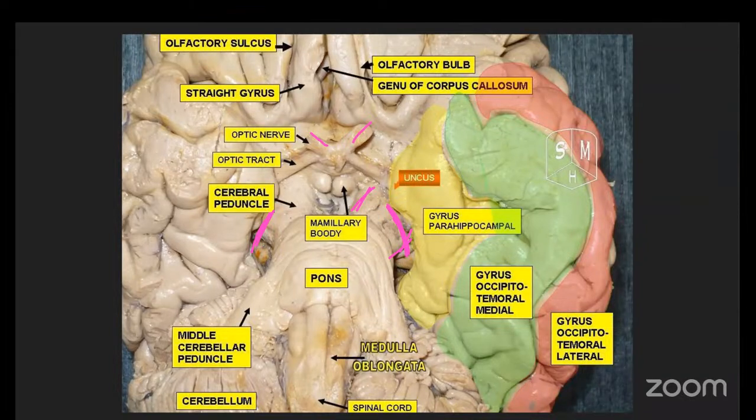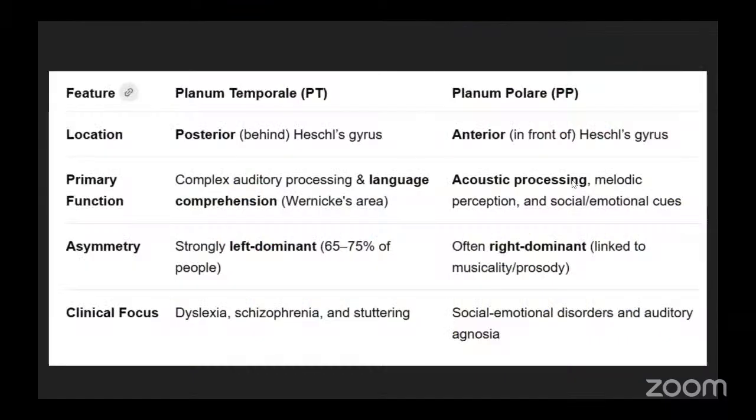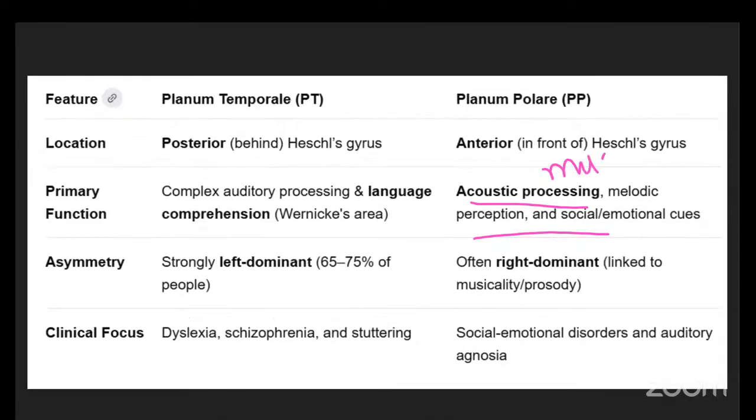I think we have covered the inferior surface of the brain in quite some detail in past few sessions. So this is a difference. I included it because a lot of people get confused between the polar and the temporal since they sound similar. Planum polare is anterior, in front of Heschl's. Planum temporale is posterior, behind Heschl's. Polare is associated with acoustic processing. It is associated with music. This is where the music is perceived and processed. Whereas planum temporale is associated with language comprehension, complex auditory processing.